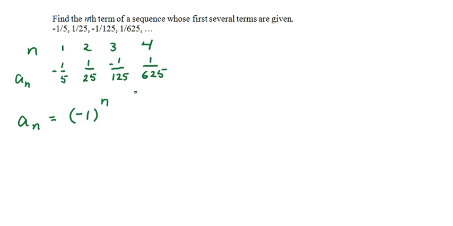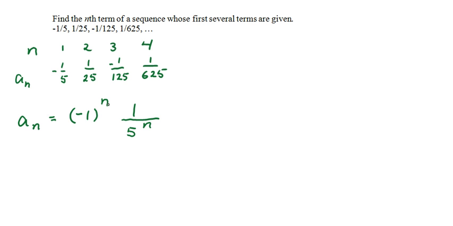The other part is going to be a fraction, which always seems to have a numerator of 1 and a denominator which is a power of 5. And notice that it starts out 5 to the first. The second term is 5 squared, the third is 5 cubed, and the fourth is 5 to the fourth in the denominator.